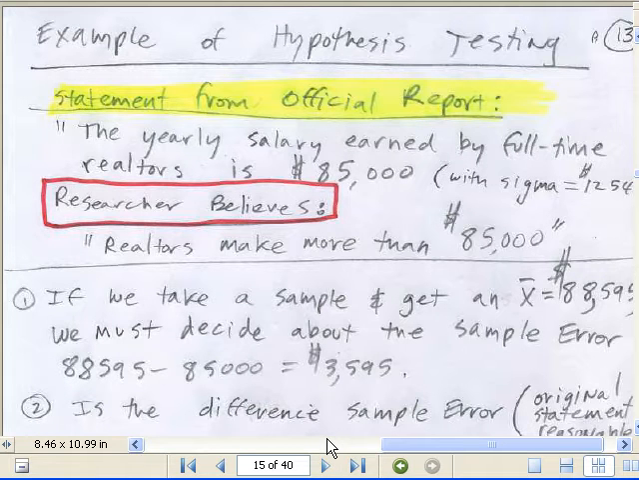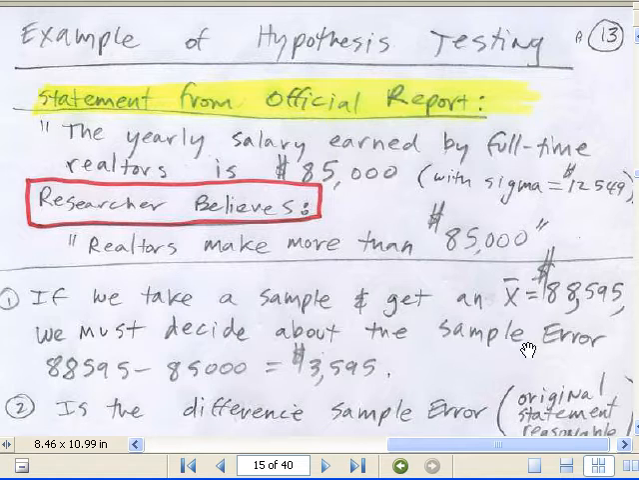Now, I want to move on to an example and go through the 5 steps for hypothesis testing. Here's our example. We have a statement from an official report: the yearly salary earned by full-time realtors is $85,000, and it also says that there's a sigma of 12,549. Okay, so that's the original statement. Now we have a researcher that believes realtors make more than $85,000. So there are 2 competing statements.